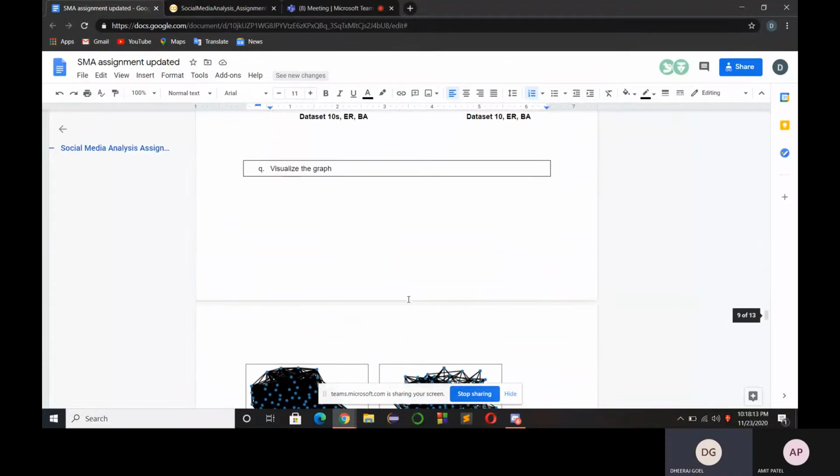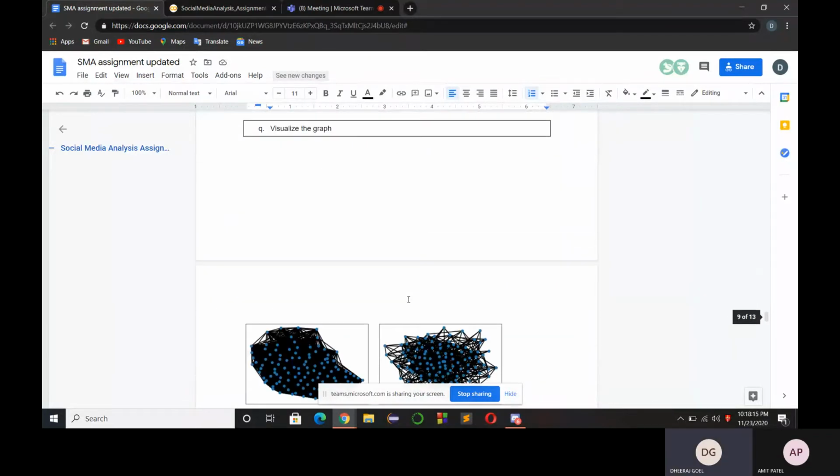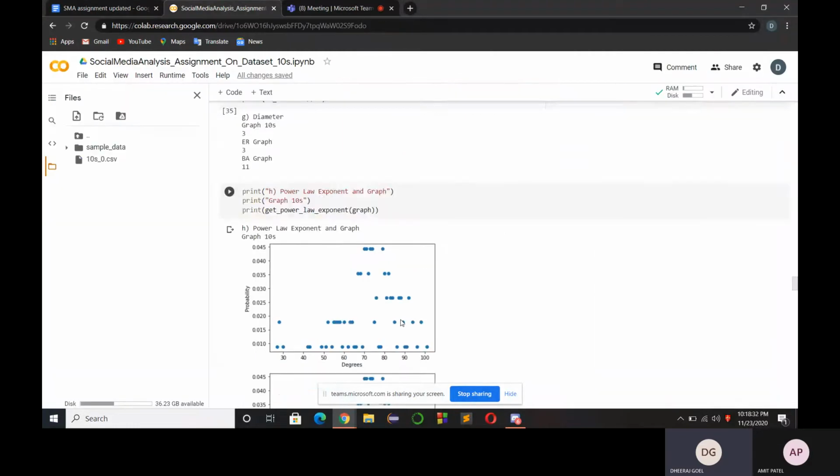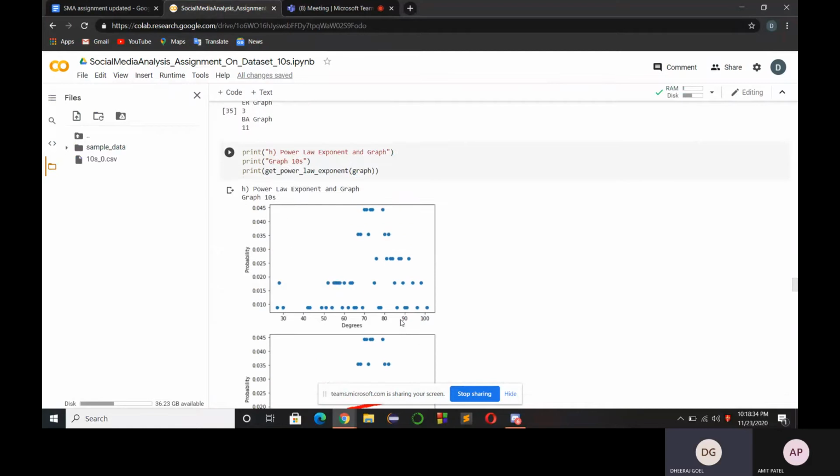Next, the visualization of the graph. The dataset which was given to us had 10 graphs, but I have just shown one graph as an example in this report. In the code I can show the 10 different graphs which are generated.